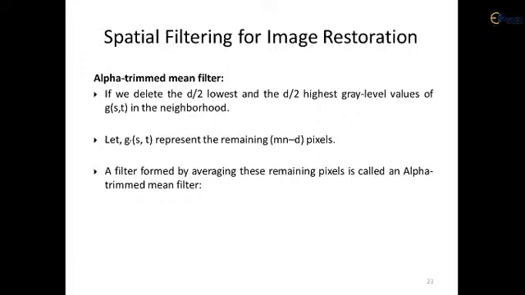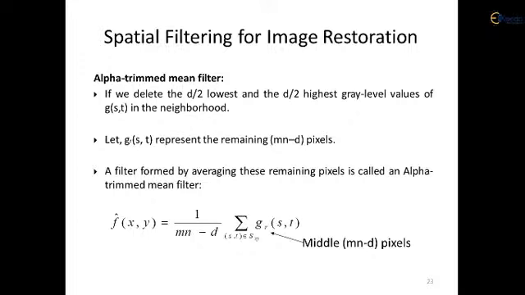You have to focus on the word trim here. We have to set a level and discard a few of the values with respect to that defined level. Mathematically, we express the alpha trimmed mean filter by f cap as a function of x comma y, obtained by 1 upon mn minus d, the summation of gr as a function of s comma t, which is over the remaining mn minus d pixels.